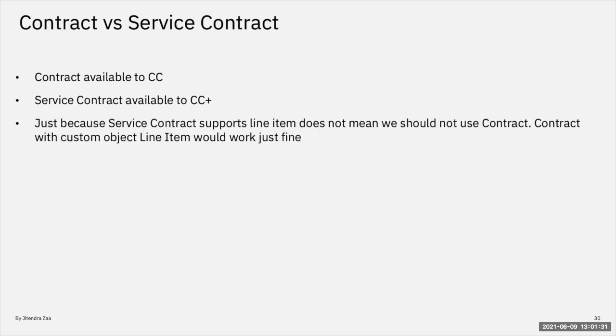Okay. Same goes for contract and service contract. This is also one of the most important objects. Contract is supported in customer community. Service contract does not support customer community. Plus, just because you need a line item does not mean that you have to choose the service contract, right?